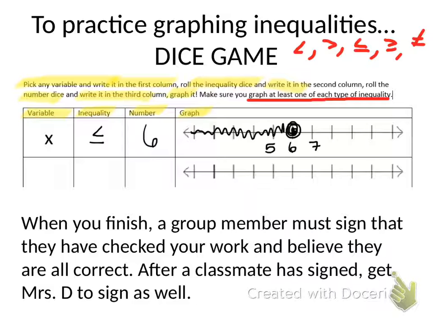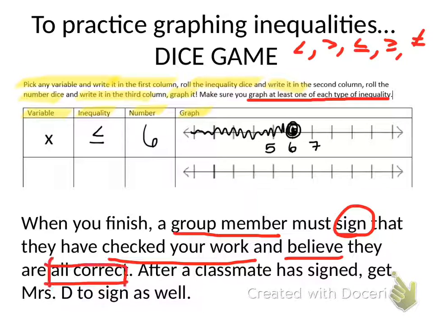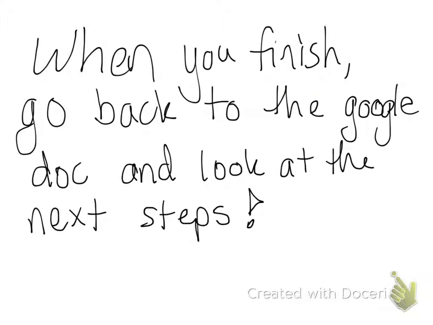When you finish, you need to get a group member to sign that they have checked your work and believe they are all correct. After a classmate checks, you need to get me to check. And please be very considerate and polite about getting me to check. If I'm busy, come back later and work on the next steps. Okay? When you finish, go back to the Google Doc and look at the next steps.